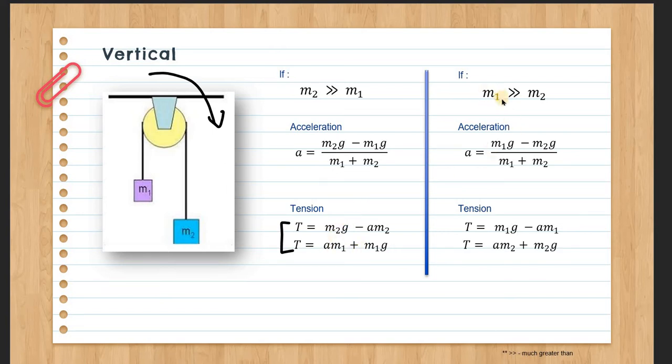But then, if M1 is much greater than M2, of course, it will be moving this way naman para sa second condition. So, kapag si M1 naman yung much greater, so we'll have here M1G minus M2G over M1 plus M2. So, you can see that there will be changes in the equation for tension. And also this one changed. Okay? So, yeah. So, you have to know which is much greater or the direction, saang direction mag-move yung pulley.